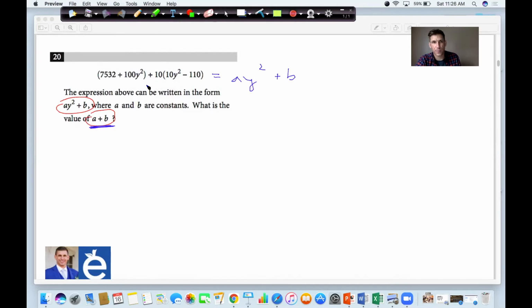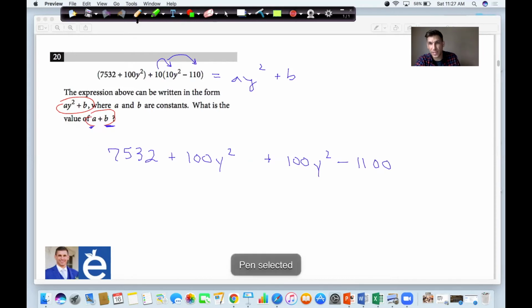So let's take this form here. We have 7,532 plus 100y squared. And then I'm going to put this in parentheses for the time being, and then plus. And then what I'm going to do is distribute this now, to make it a little bit easier. So I'm going to make this 100y squared, and 10 times my 110 becomes negative 1,100, right? And then because these are both positive and able to be simplified, I'm just going to take away my parentheses. Normally I keep them in just in case, but because this is fairly straightforward.